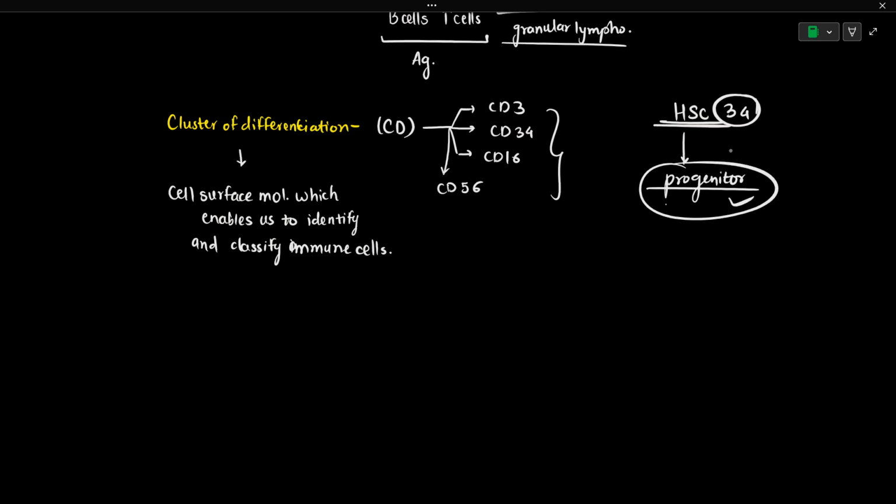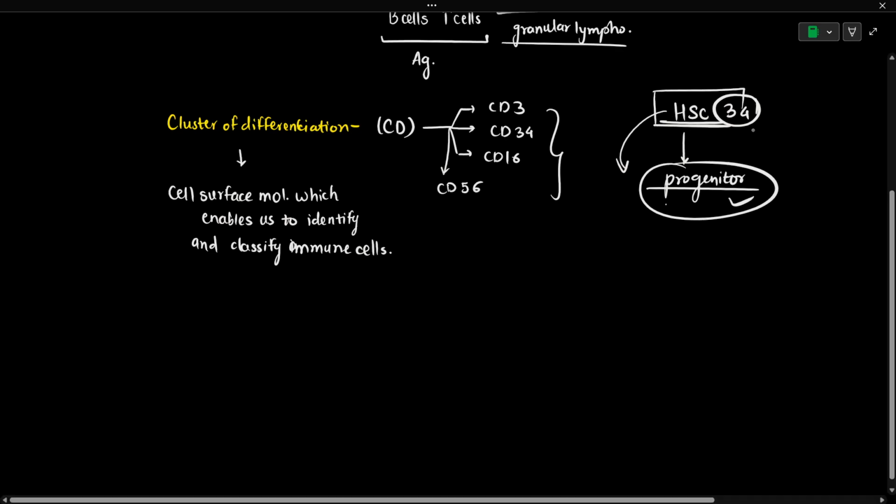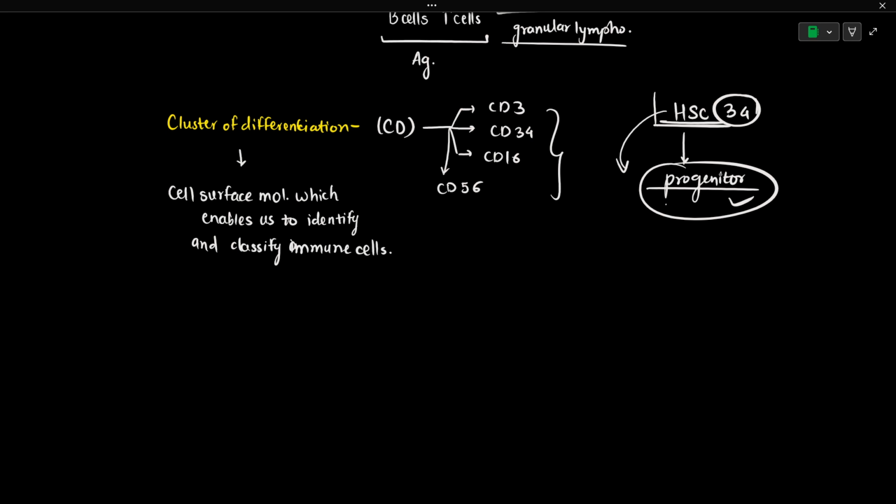Basically, the progenitor is the more differentiated cell, and even though the origin is the same, which is the hematopoietic stem cell, they express different CD molecules. So the CD molecules differ not only between functionally different cells, but even the same cell will express different surface proteins during the process of development.